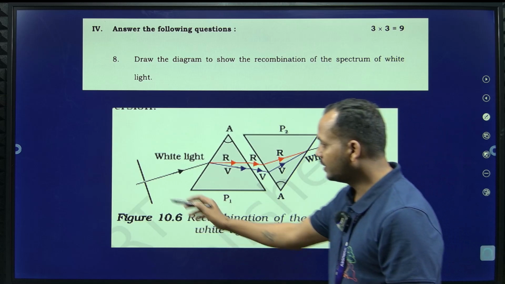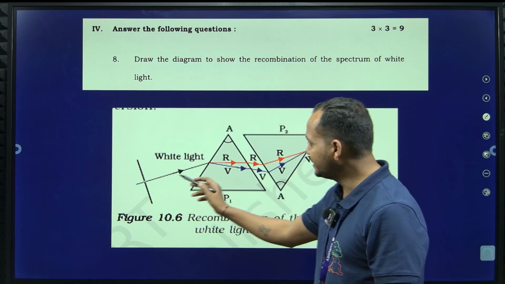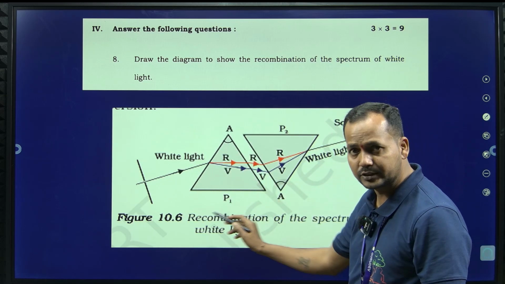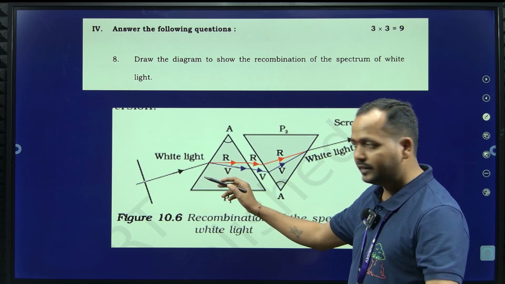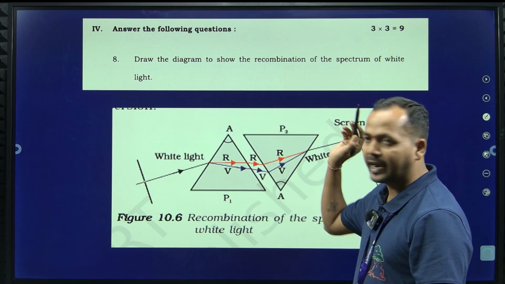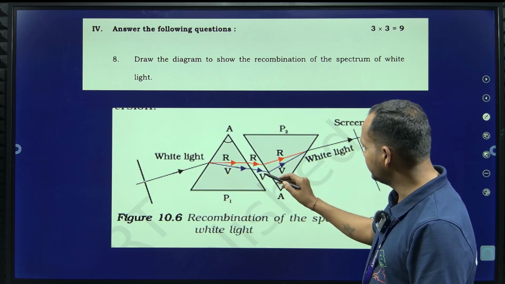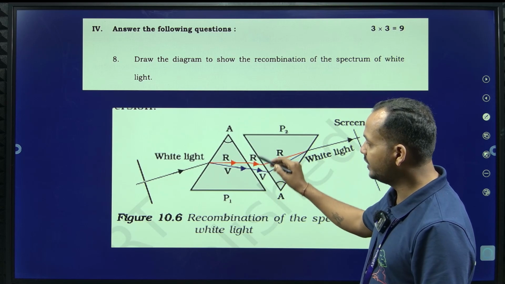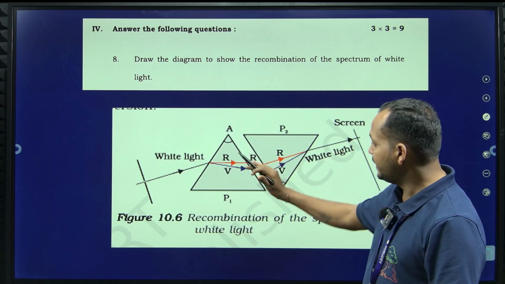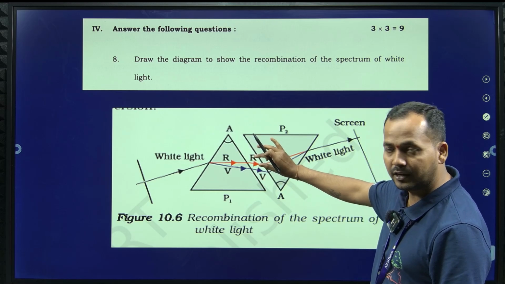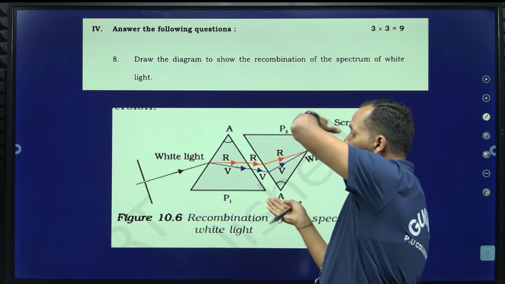Correct? So here, once a white light is incident on a prism, this is called a prism, and we know that the light will start scattering or dispersing, and it forms 7 different colors, that is violet, indigo, blue, green, yellow, orange, red, VIBGYOR. Then that VIBGYOR, 7 different colors, is incident on a reversed prism.